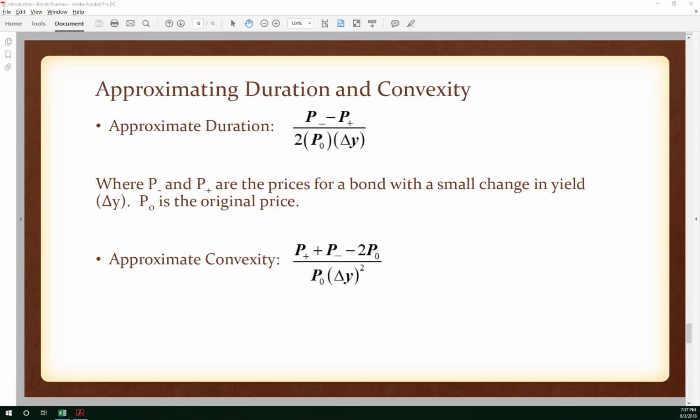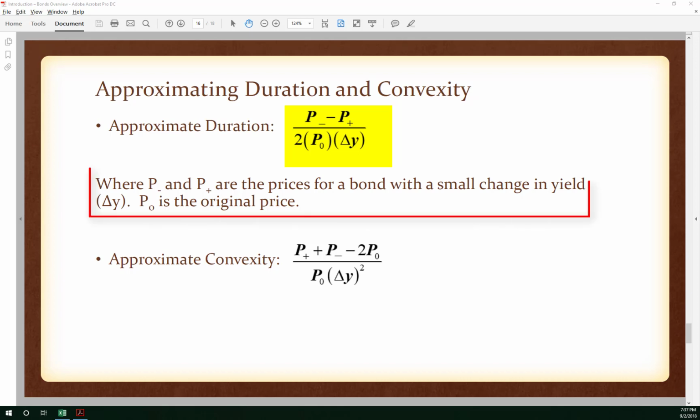So in this last video for bond price volatility, we're going to take a look at approximating duration and convexity. We've got a couple of simple formulas, really simple in practice to use, much easier than calculating duration and convexity with some exactness. So first, let's look at this approximating duration formula. We've got a P minus less a P plus, and the minus there indicates that interest rates are lower.